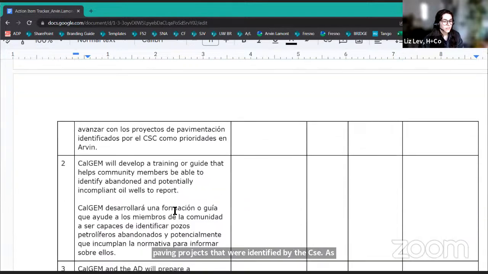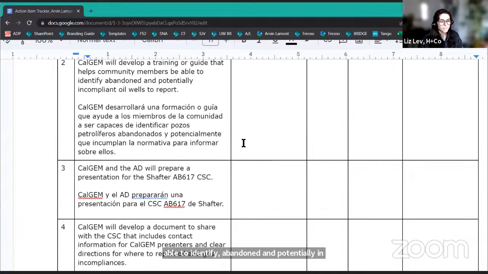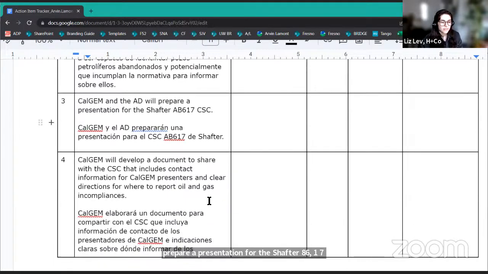The next action item is CalGEM will develop a training or a guide that helps the community members be able to identify abandoned and potentially incompliant oil wells to report. The next item is CalGEM and the Air District will prepare a presentation for the Shafter AB 617 Community Steering Committee, as was requested tonight. Next is CalGEM will develop a document to share with the CSC that includes contact information for the CalGEM presenters, as well as clear directions for where to report those oil and gas incompliances that you might see in the community.